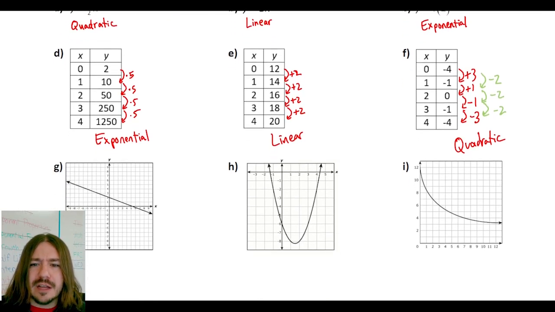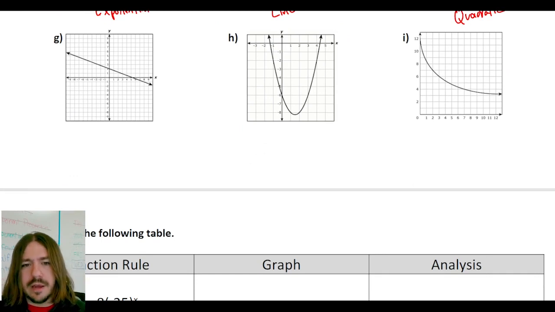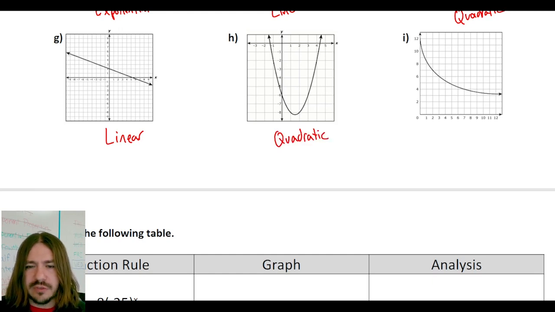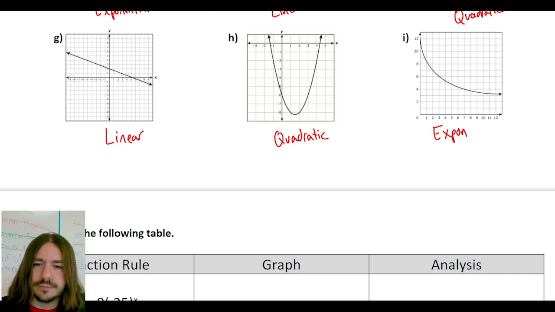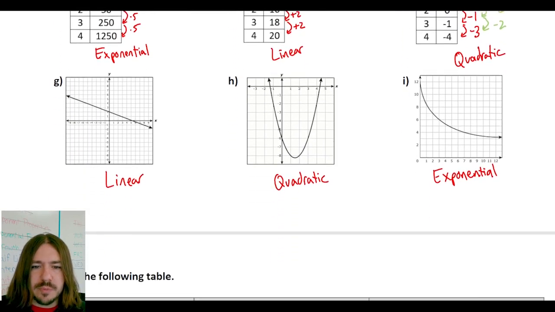When you're looking at the graphs, a linear function is going to be one that has a straight line, so we can see that G is definitely going to be linear. Anytime you've got a parabola, that is going to indicate we've got a quadratic function. And this graph we see over here in I is an exponential decay function. So just generally, we're going to call it an exponential function. So there you go. That is how you classify these equations, tables, and graphs as either linear, quadratic, or exponential. So that wraps up the first page.